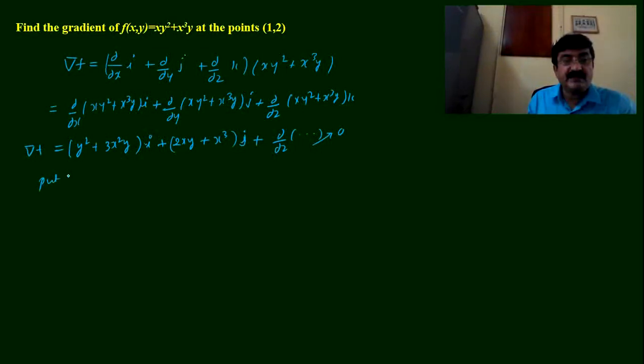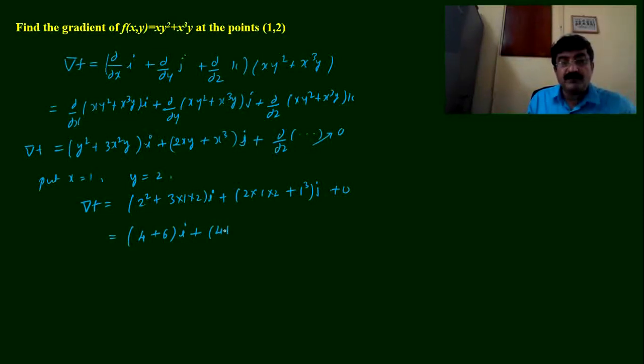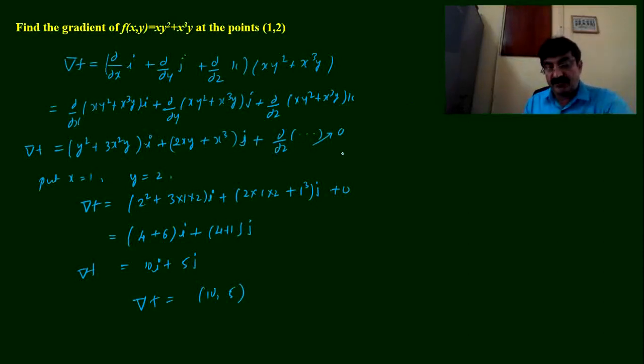Now put x is equal to 1, y is equal to 2, then del of f is equal to 2 square plus 3 into 1 into 2 i, plus 2 into 1 into 2, that is x and y, plus 1 cube j, plus 0 because there is no z. Okay, that is equal to 2 square means 4 plus 6 i, plus 4 plus 1 j. So ultimately it becomes 10i plus 5j. This is del f. Or you can write in terms of coordinates, it is (10, 5). So this is about the calculation of gradient.